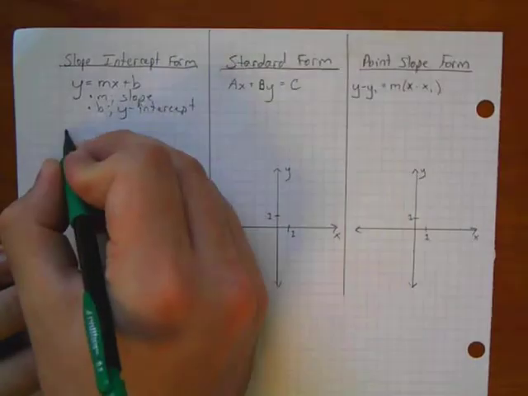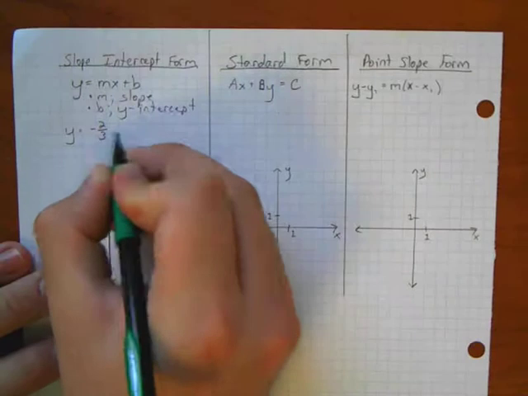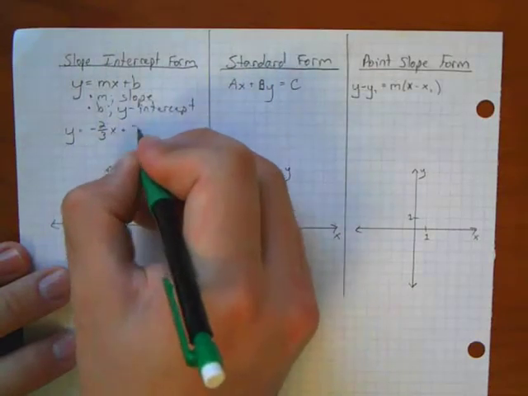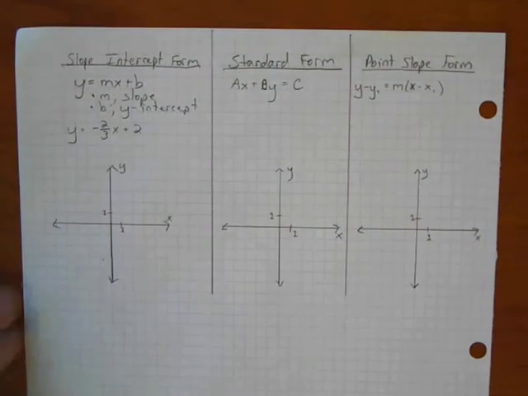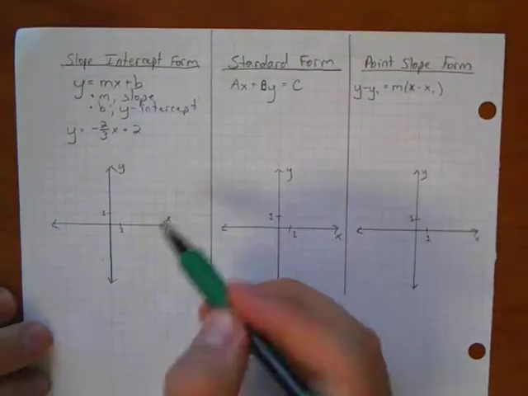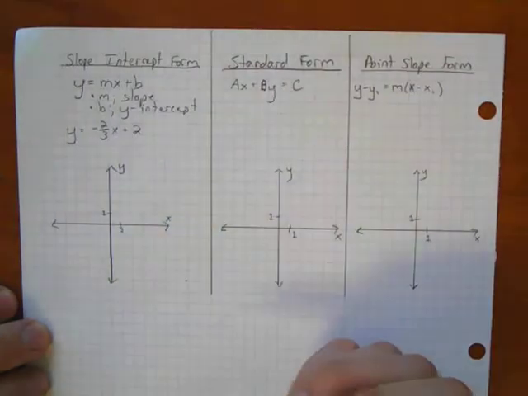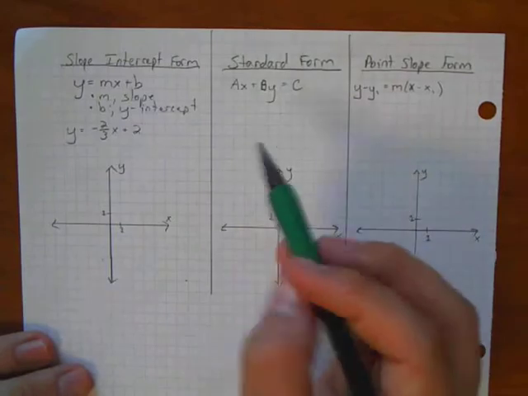For instance, let's say we take the line y equals negative 2/3 x plus 2. Alright, now I've got my pre-drawn axes here. Notice on my axes I labeled both my x and my y axis, and I also labeled the scale. That's going to be important for you this year.